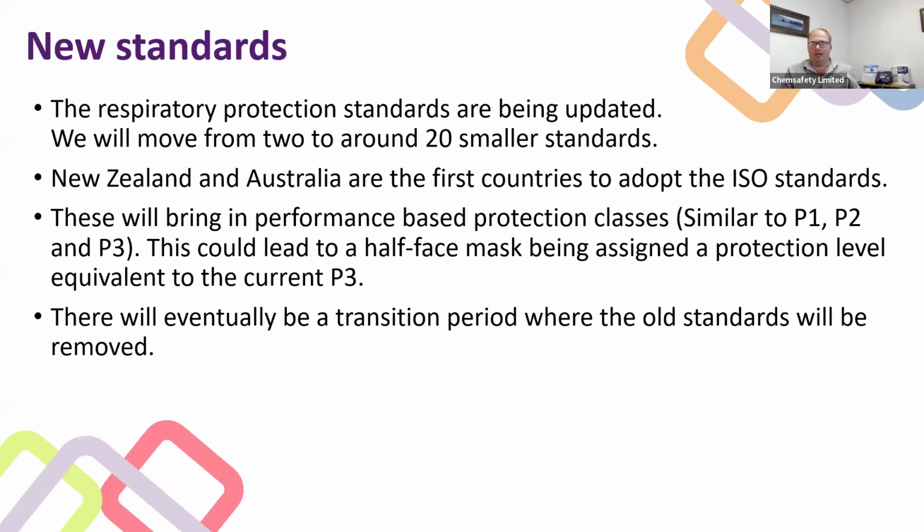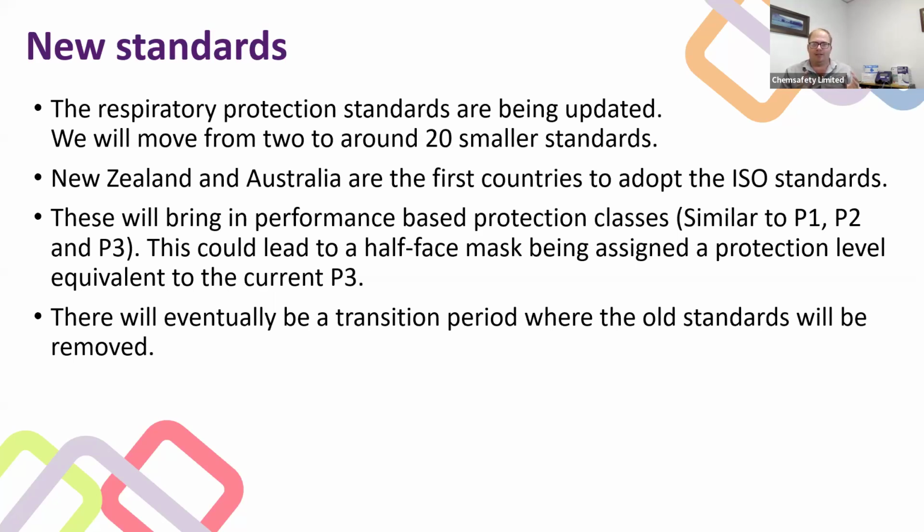So over the last multiple years, the International Standards Organization, ISO, developed some new respiratory protection standards worldwide. They sort of overhauled it all. And New Zealand and Australia have been the first countries to adopt those ISO standards as their new respiratory protection standards. These were adopted and made live within the standards framework last year.